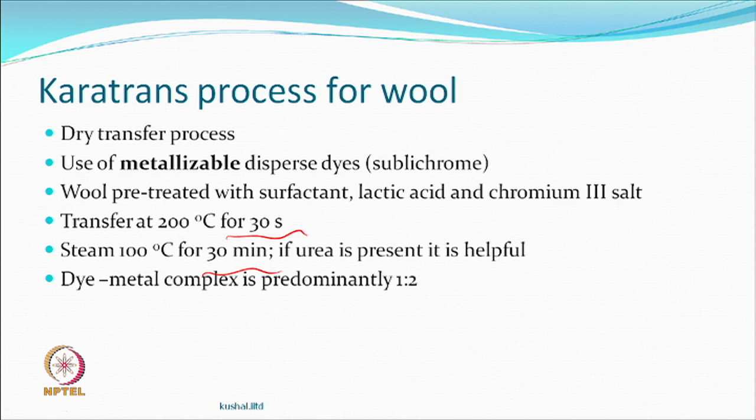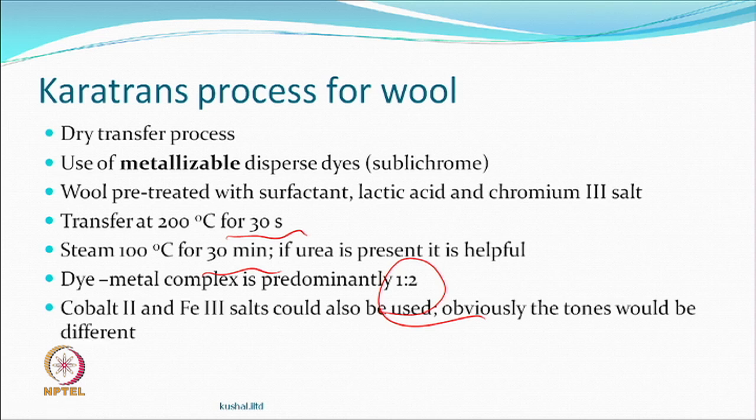So, a dye and metal complex is formed, which is predominantly a 1:2 metal complex. 1:1 can also form, but 1:2 is the maximum that they found. Once the metal complex is formed, the chances of the dye getting off are quite less because of the coordination bonds that the metal complex is going to make. So, this chelation is what happens here.